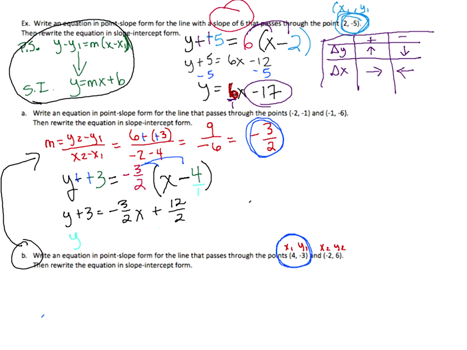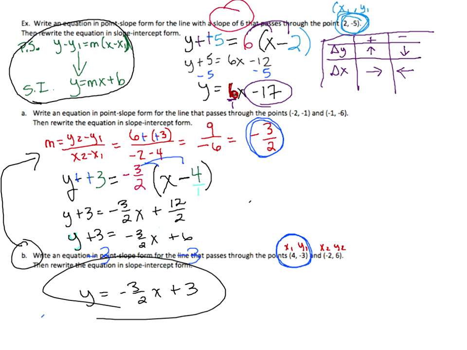So let's see, oops, let me get my black pen back. Y plus 3 equals negative 3 halves x plus 6. Now all I need to do is subtract 3 from both sides, and I end up with y equals negative 3 halves x plus 3. Nick, you are correct. So I know Nick's good. Dave, are you good with that? All right, excellent. I love the smiling face, Nick.